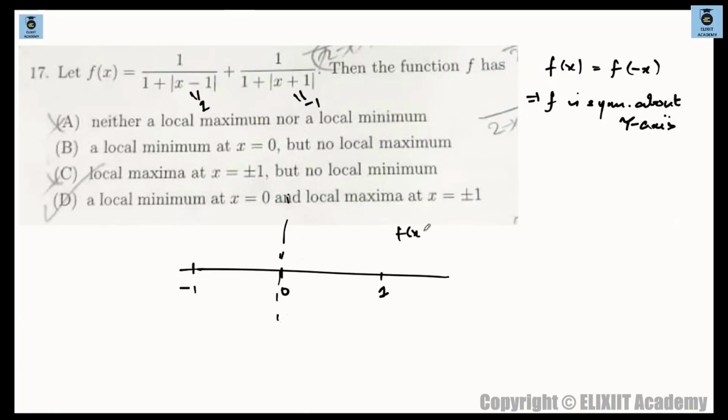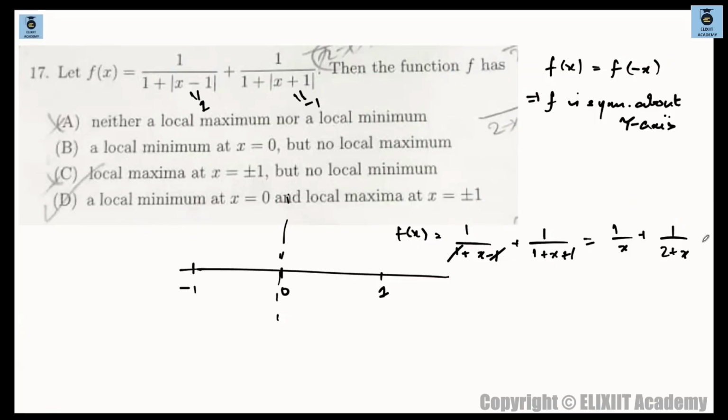So f(x) is what? First we define the function. If x is more than 1, f(x) will be 1 upon 1 plus (x minus 1), and plus 1 upon 1 plus (x plus 1). The mod will come up with the positive signs, and this will become 1 upon x. 1 cancels out. So 1 upon x plus 1 upon 2 plus x. So we'll be having this thing.